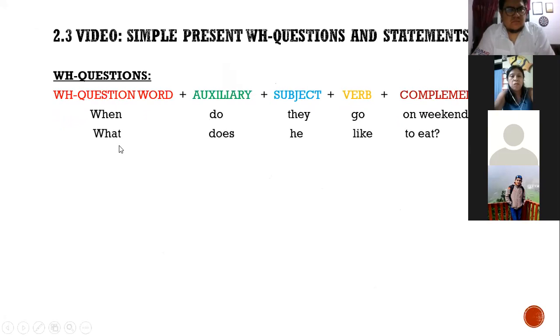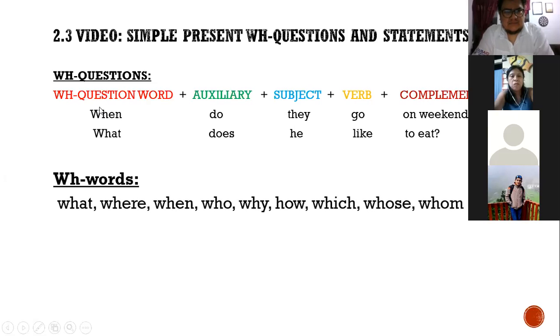Then another example, what does he like to eat? When do they go on weekends? What does he like to eat? Notice that in this case, we can use the question words. When, what, where, who, why, how, which, whose, whom. Okay? We can use these words. Estas palabras podemos utilizar cuando usamos la WH question.